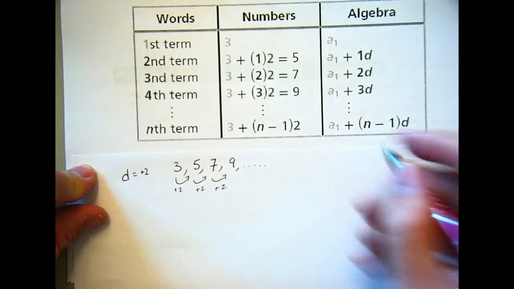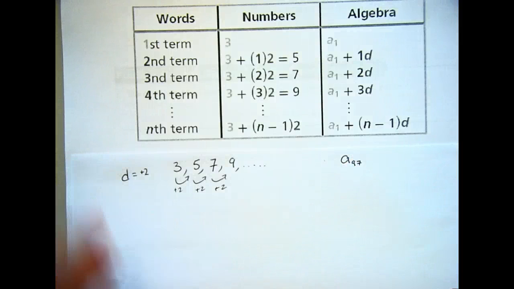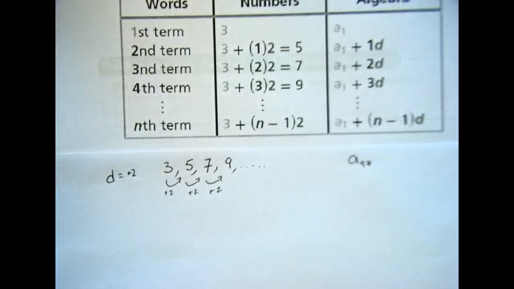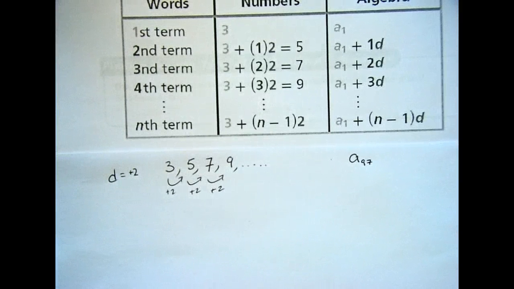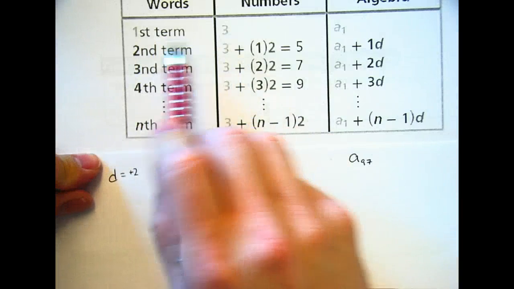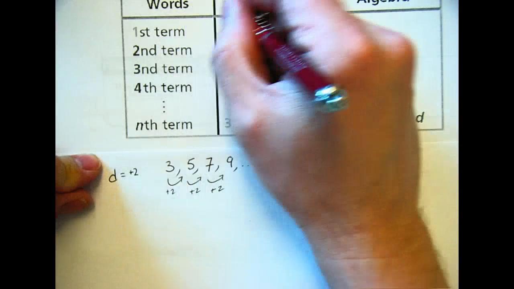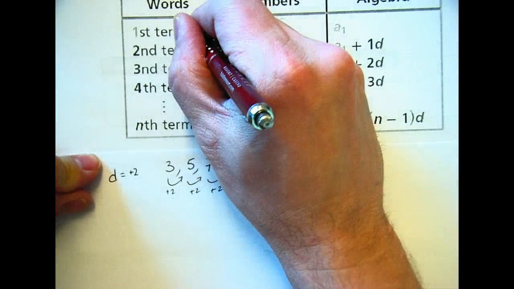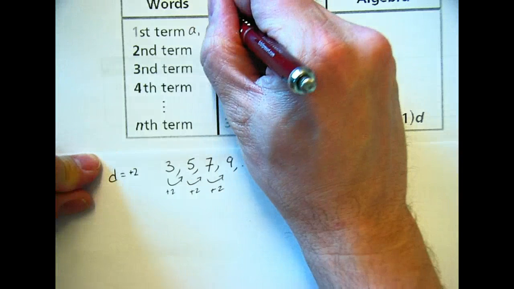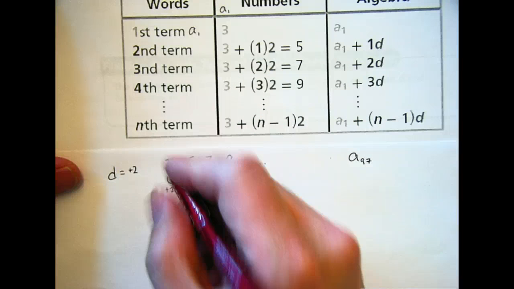With that, I want to know what the 97th term is. I want to know what A sub 97 is. Well, what's the first term? 3. Okay, well, let's look at this pattern. They've kind of walked us through it here, saying the first term is 3. We're going to call the first term A sub 1. A sub 1 is 3. Everyone agree?